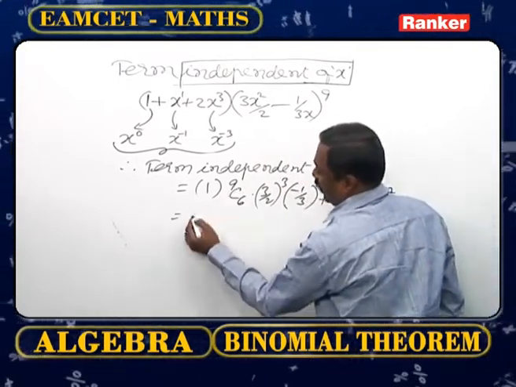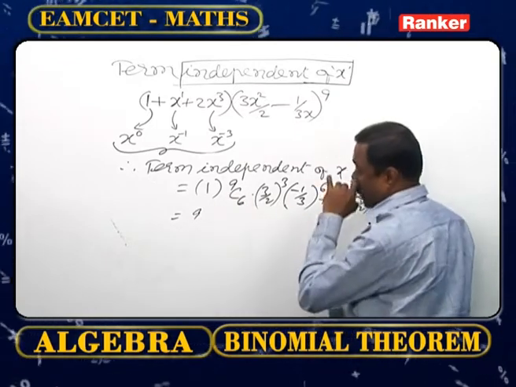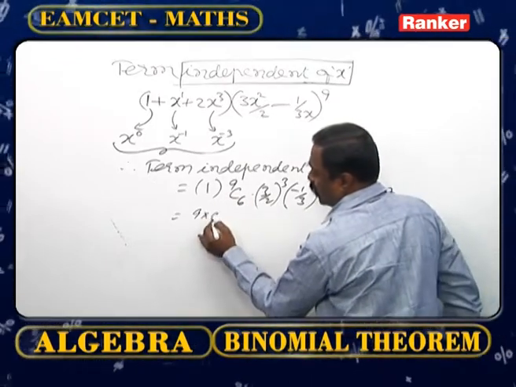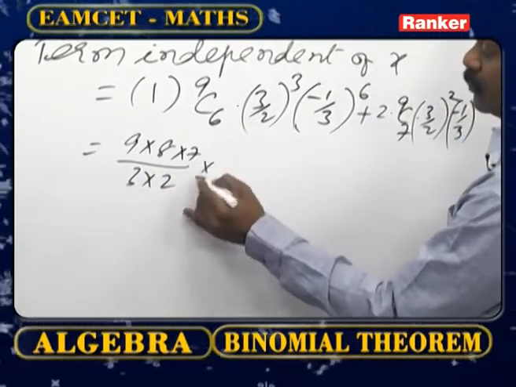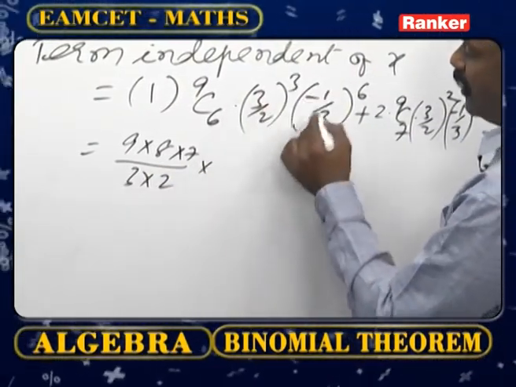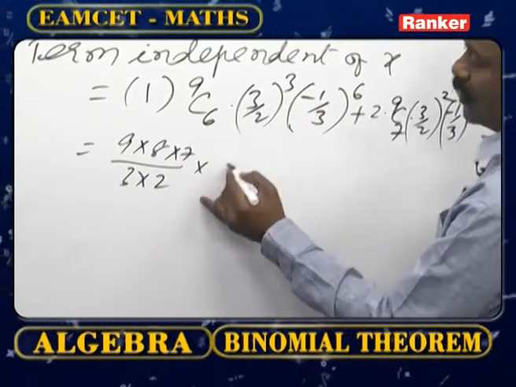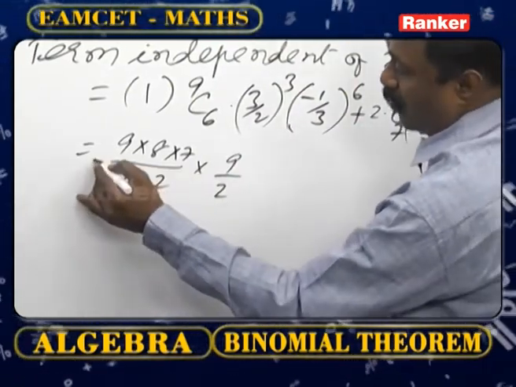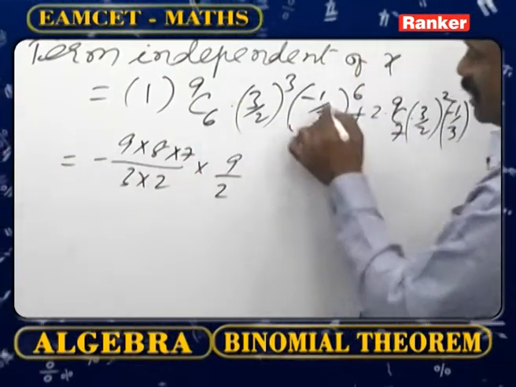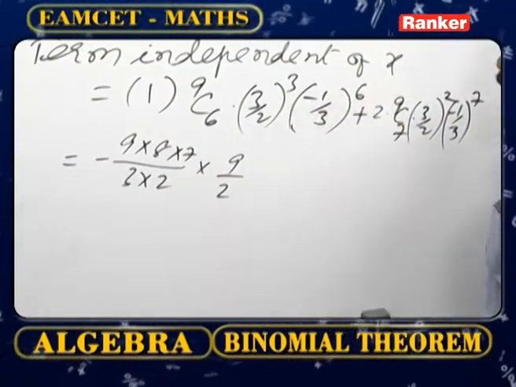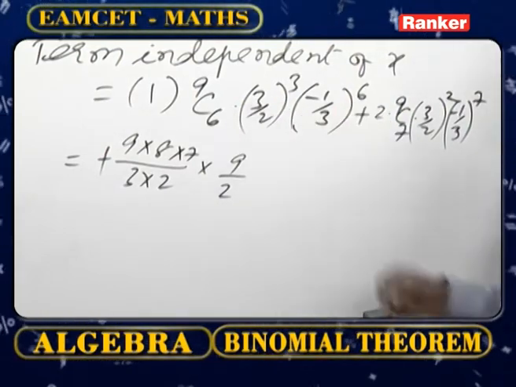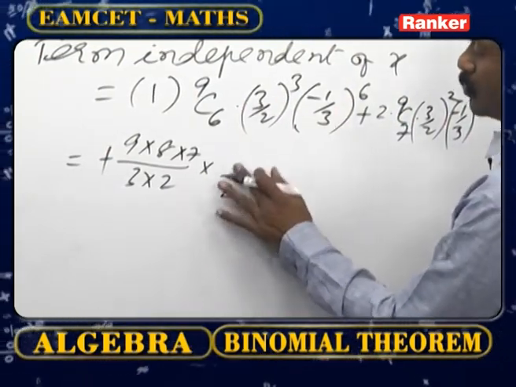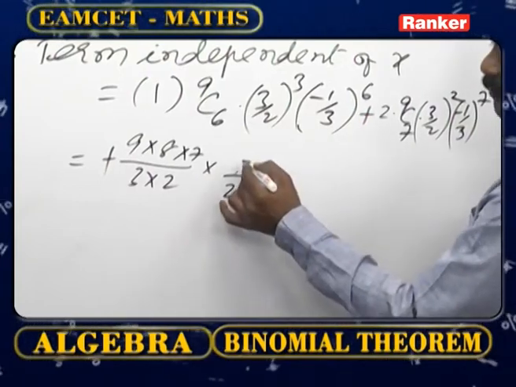9C3 is 9C6, the same as 9C3. So 9 into 8 into 7 upon 3 into 2 into 3 cube by 3, 3 square by 2, and you will have minus there. This is minus. Of course, this is 3 power 6. Okay, that becomes plus only. This is 3 power 6. This is 3 cube. So 3 cube by 3 power 6.